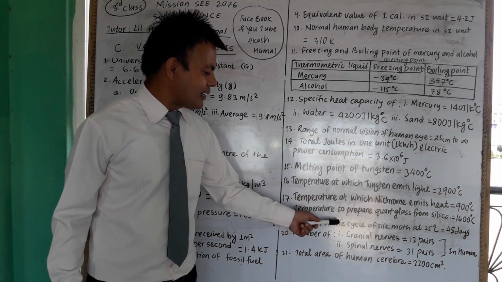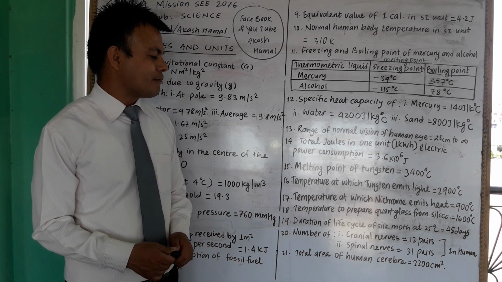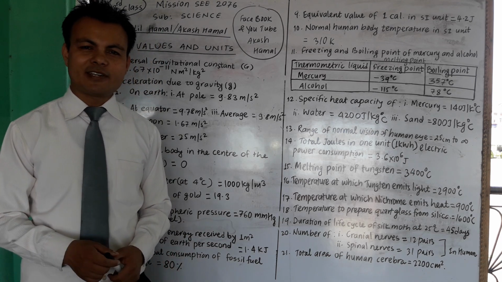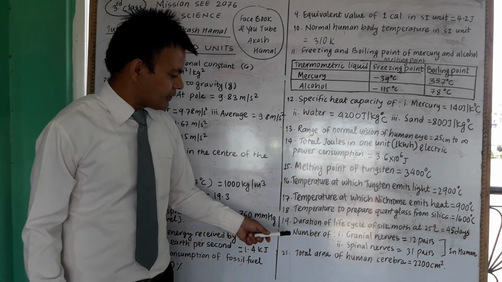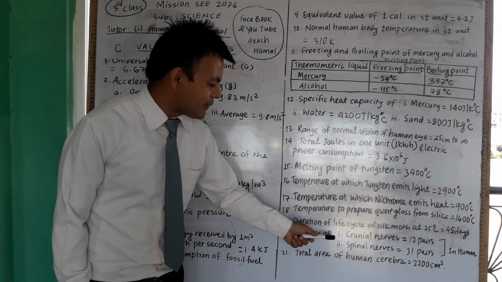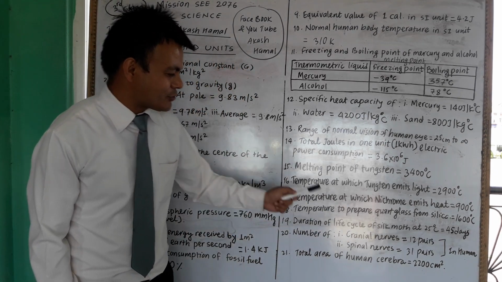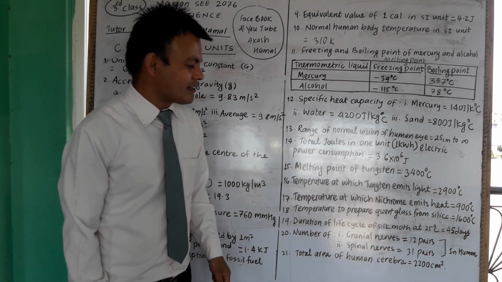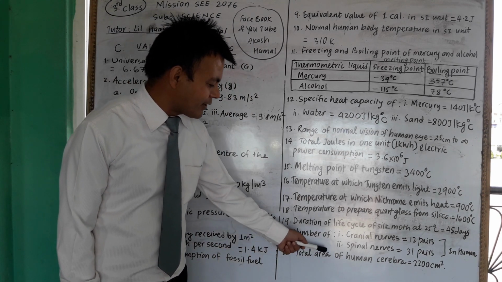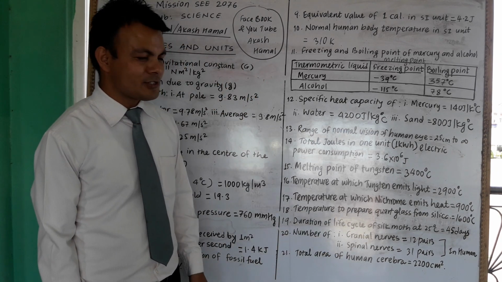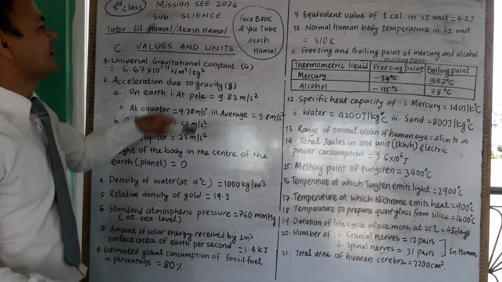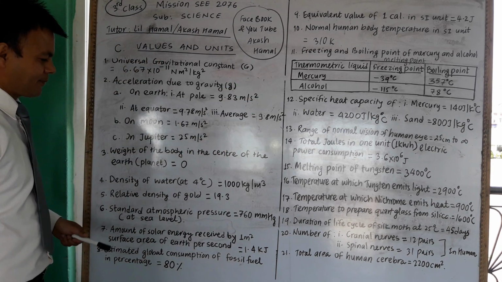Likewise, the duration of the life cycle of silkworm or the silk moth at 25 degrees Celsius is 45 days. The number of the cranial nerves in human is 12 pairs, that of the spinal nerves is 21 pairs. You can write 24 and 62 instead of pairs. Okay. Similarly, total area of human cerebra is 2200 centimeters square. You can just have a look at all of these things out of the back.